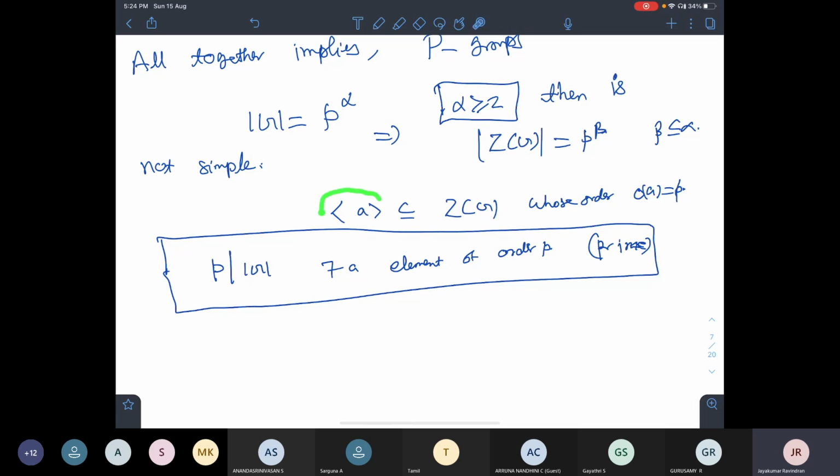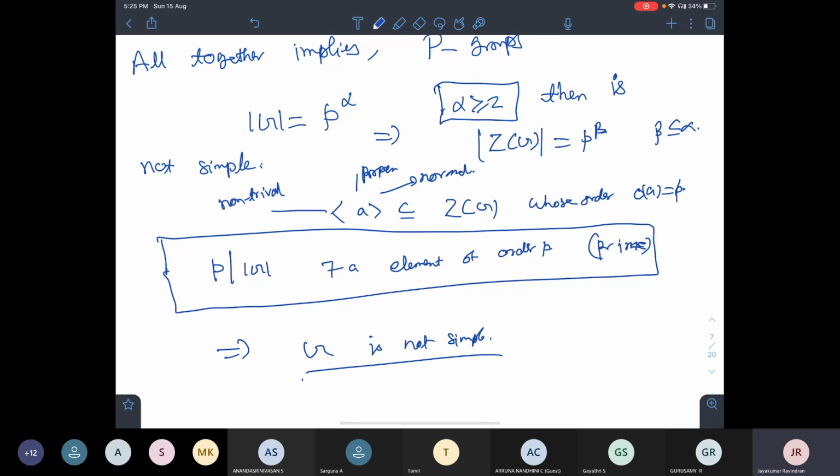So there exists a subgroup of order p. This subgroup of order p is not full because alpha is greater than or equal to 2. And it is not trivial because there are at least p elements. So it's not trivial, not full, and it's normal: non-trivial, proper, normal. This is what I want to show. So this implies G is not simple, because we have a non-trivial, proper, normal subgroup.